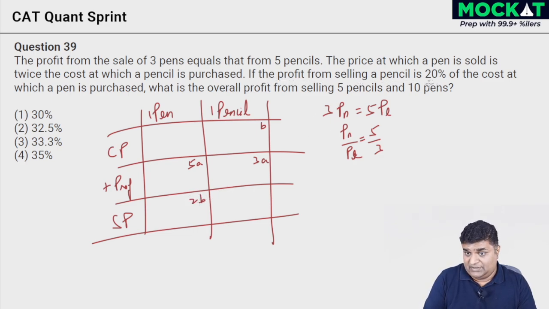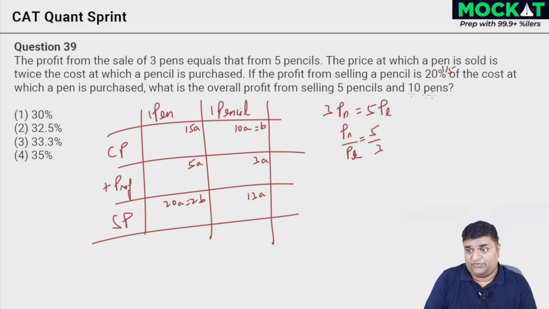If the profit from selling a pencil is 20% or 1/5 of the cost at which a pen is purchased. Profit from selling a pencil, 3A, is 1/5 of the cost price of a pen. If this is 3A, this should be 15A, 5 times that. Only then this is 1/5 of this, right? 15A plus 5A is 20A. That's the CP plus profit is SP. If 20A is 2B, B is going to be 10A, half of that. 10A plus 3A is going to be 13A over here. Everything in terms of one variable A.